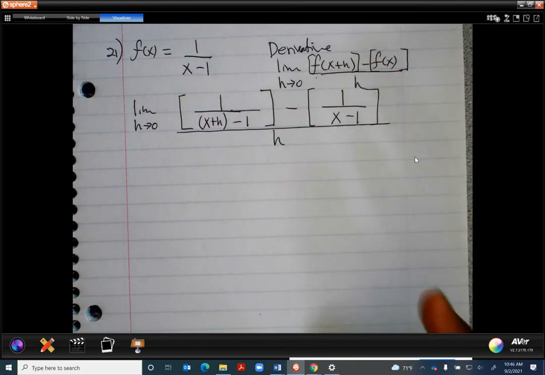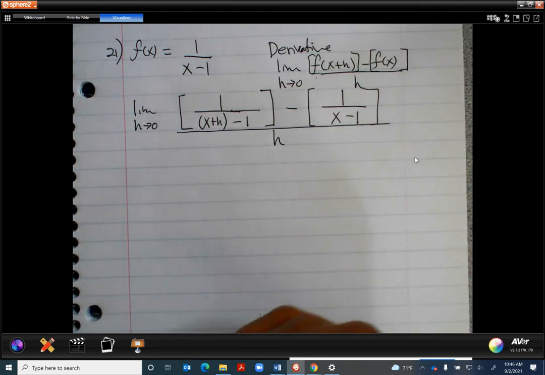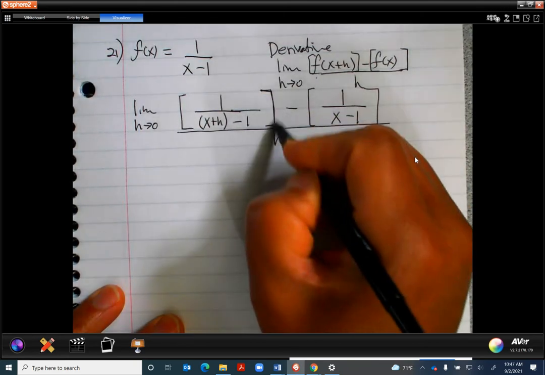We have a fraction and a fraction over h. So how do I simplify this? Anybody have an idea? We just took a test on this. You need to find a common denominator. Very good. You need to have a common denominator. So what do I multiply this first bracket by?